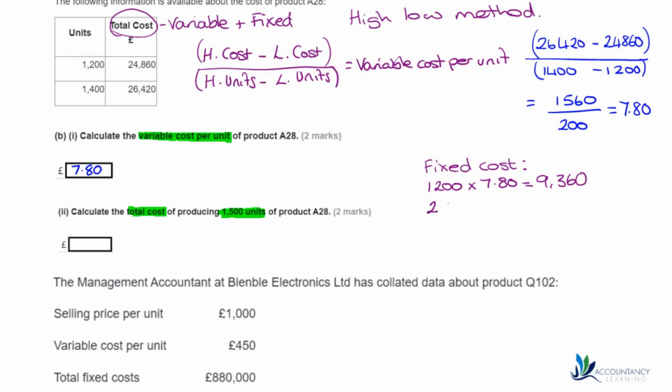So our total cost was 24,860. We're going to minus off our variable cost that we've just worked out, which comes to 15,500. So this is now our fixed element.